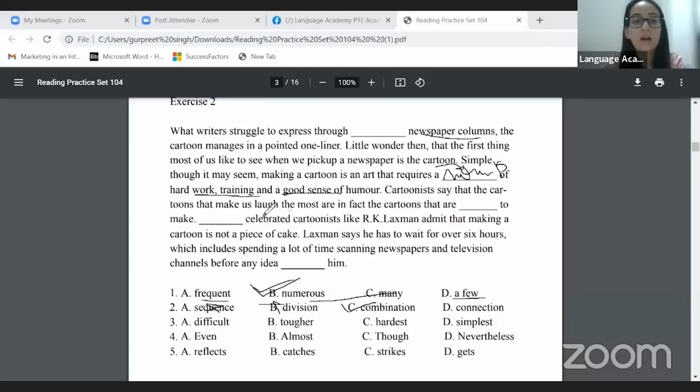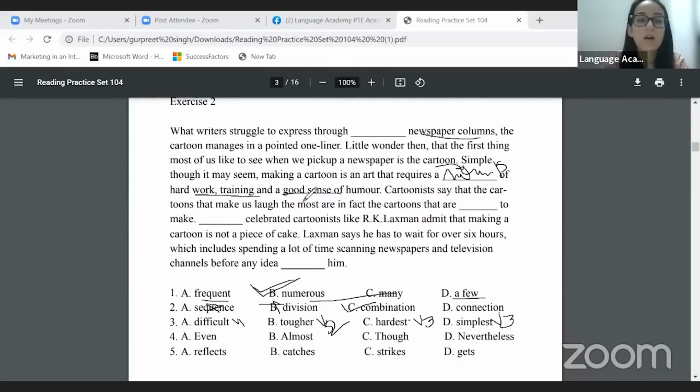Cartoonists say that the cartoons that make us laugh the most are in fact the cartoons that are dash to make. So when we look at the options, we have V1 difficult, we have V2 tougher, and then we have two options in V3. This is V2 and two options in V3. That means the answer is based on understanding of the forms of verbs. So you should be selecting your answer based on which form of verb the sentence is in.